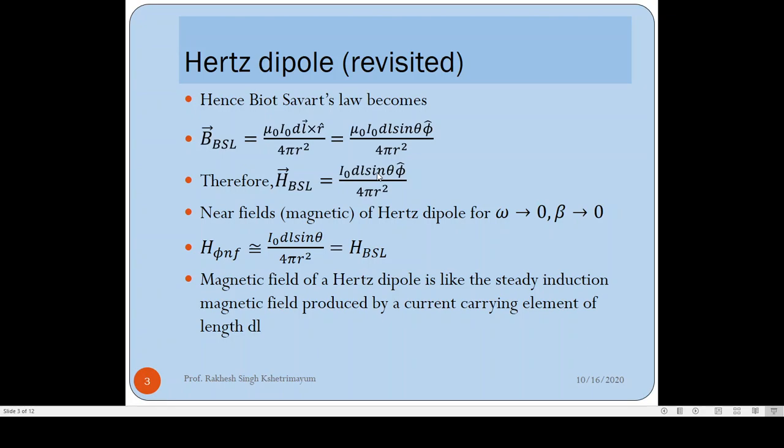Now, this Biot-Savart's law is actually applicable for magnetostatics. So let us assume that the field is for the case omega tending to 0. In magnetostatics, you know that the current will not be time varying, current will become DC current, not AC current. So in that case, the frequency will be tending to 0. So omega will be tending to 0, and you know beta is omega square root of mu epsilon. Beta will also be tending to 0.